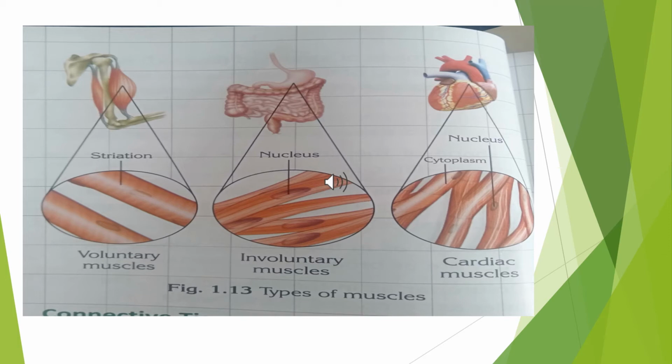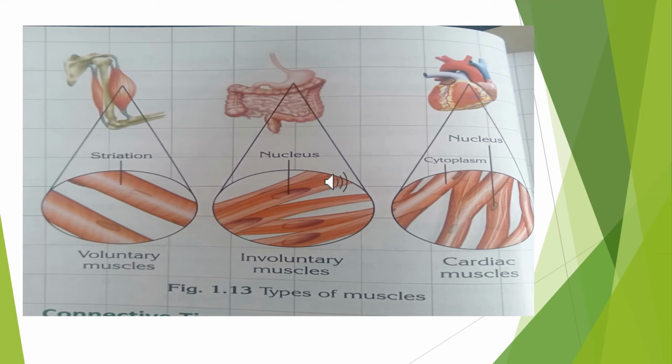Voluntary muscles help you raise your hand, bend your leg, stand, walk, write, etc. at your own will. The muscles over which we have control are called voluntary muscles. These muscles are connected with bones, hence they are also called skeletal muscles.